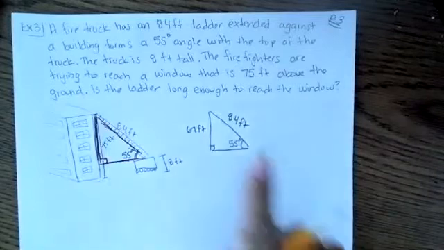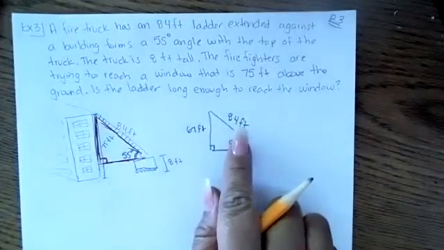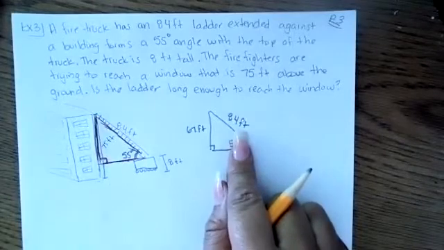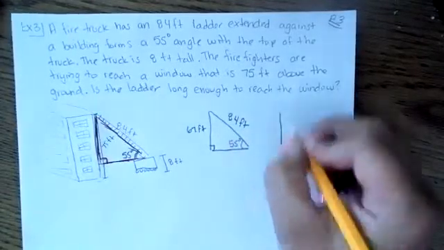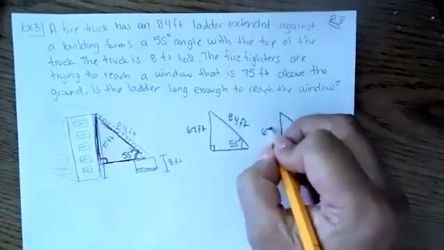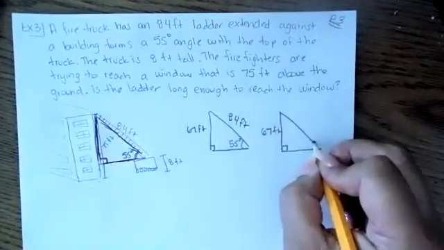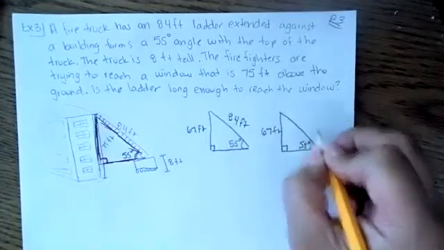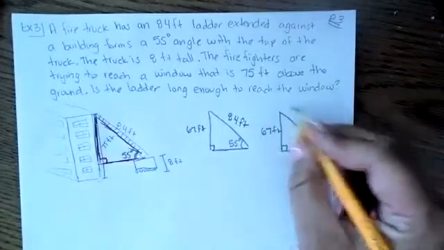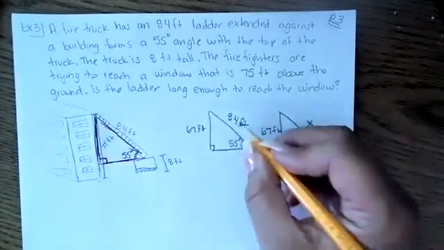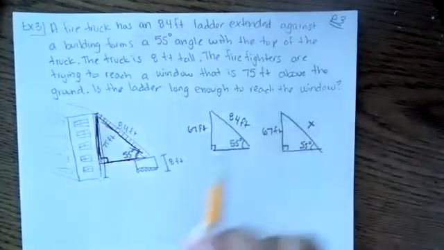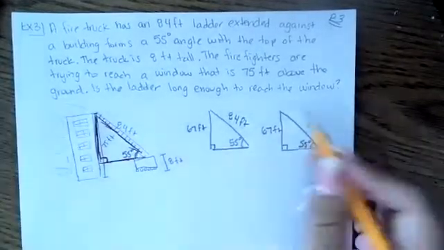Now I need to know if the ladder is long enough. So that's going to be my variable. I just need something smaller than 84. So what I'm actually solving is this is 67 feet. This is 55. And I'm going to say this is X. This is what I'm solving. And I just need to make sure that X is less than 84 because I only have 84 feet of ladder to use.